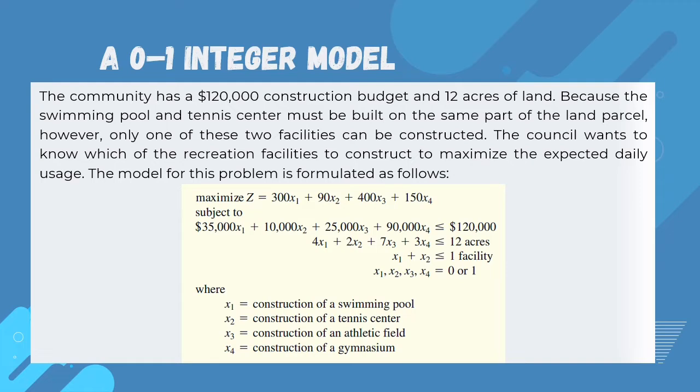And dito, ang X sub 1 stands for the swimming pool, X sub 2 tennis center, X sub 3 athletic field, at X sub 4 gymnasium. In this model, the decision variables o yung mga facilities can have a solution value of either 0 or 1. Kapag yung facility ay hindi napili sa construction, yung decision variable niya ay 0. At kapag napili naman yung facility na yun, yung decision variable niya ay 1.